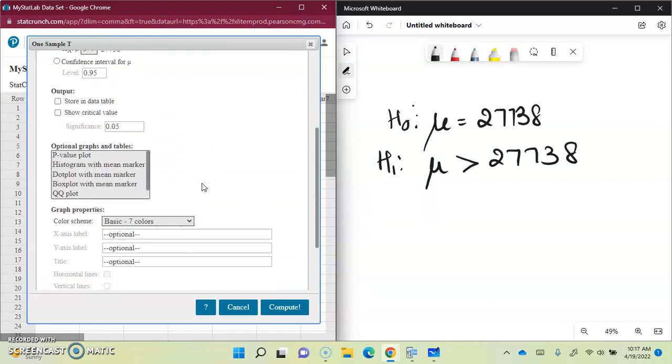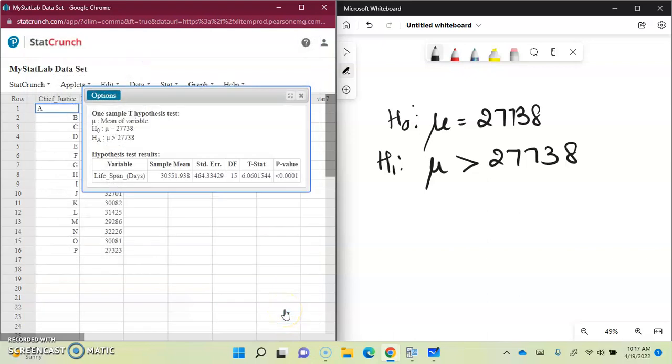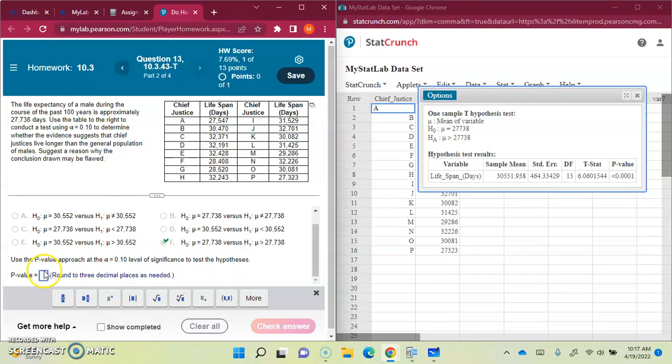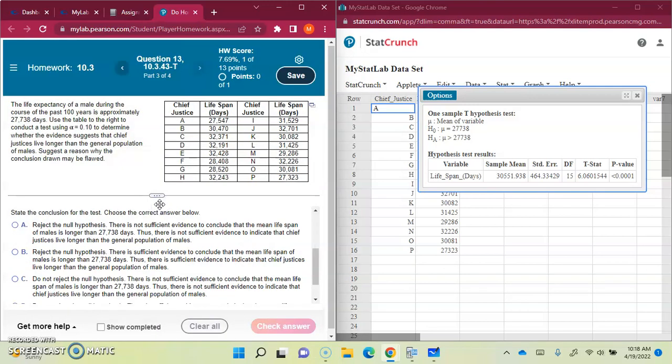Okay, let's compute. So here is your results and we can enter them. The p-value is given to be less than 0.001, so we can just enter 0.000. Then we'll see. State the conclusion for the test.